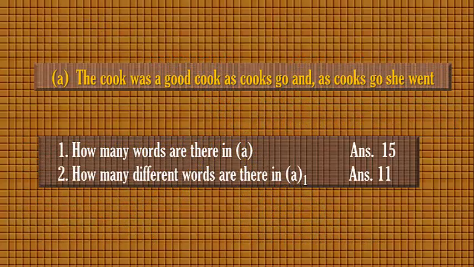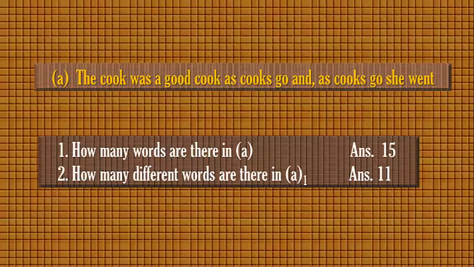Consider the words given in A. The cook was a good cook as cooks go, and as cooks go, she went. And answer the following question. How many words are there in A? And definitely your answer is 15, because there are 15 words in total.